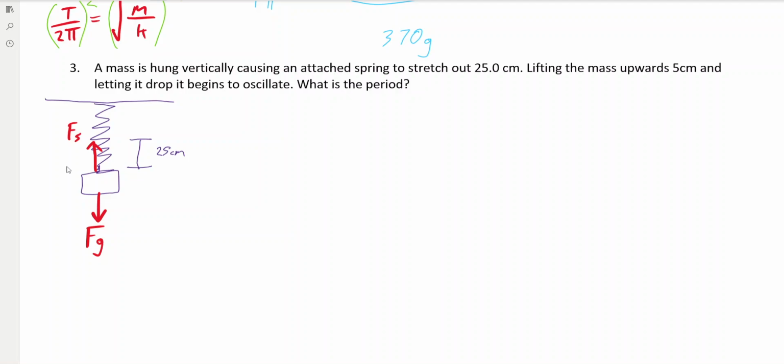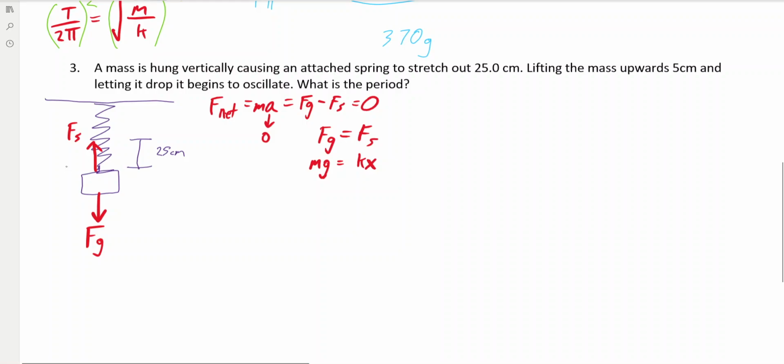It is hung vertically, causing it to stretch out by 25 centimeters, i.e. the F net, I'm going to write that up here, the F net is ma, which is 0, which is FG minus FS. And so if you rearrange that, you get FG equals FS. Or another way to write that is mg equals, and then because we already have the direction of the force, we don't need to put a negative there. But anyways, we've got kx, because we already have that direction in the question. It's built in. Okay, so there it is.